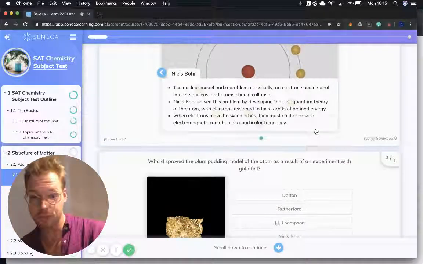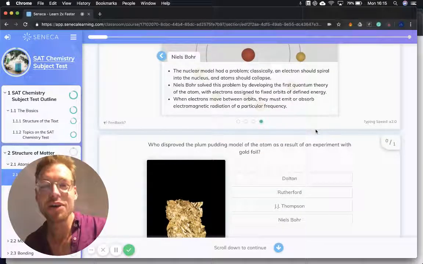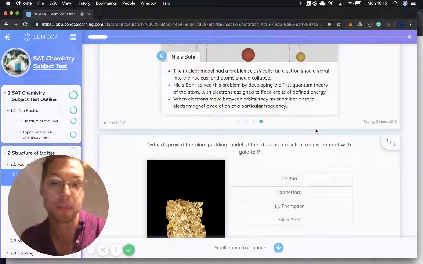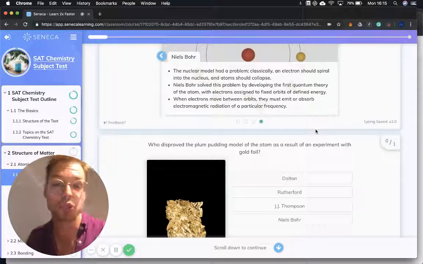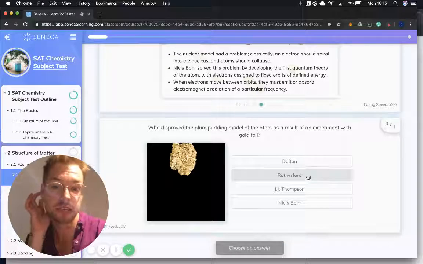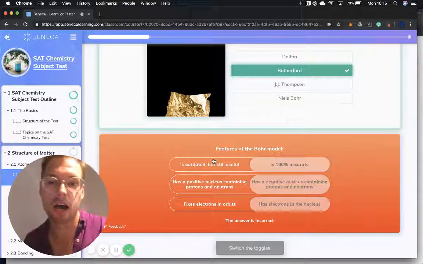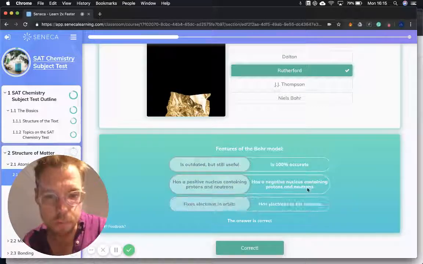Great. So, who disproved the Plum Pudding model of the atom as a result of an experiment with gold foil? Do we remember? I think it was Rutherford. Yes! Great, so good.